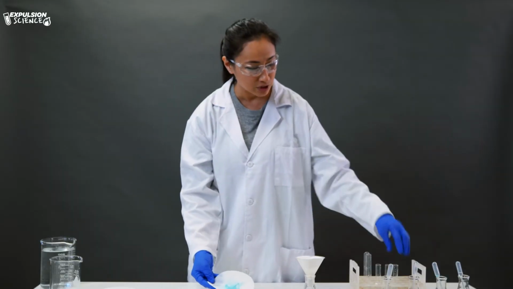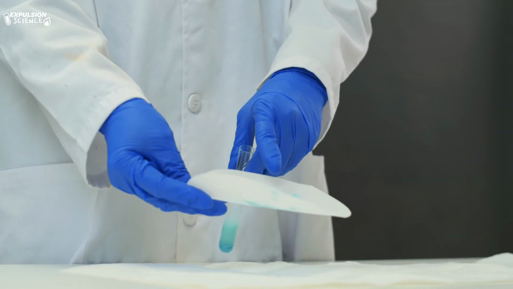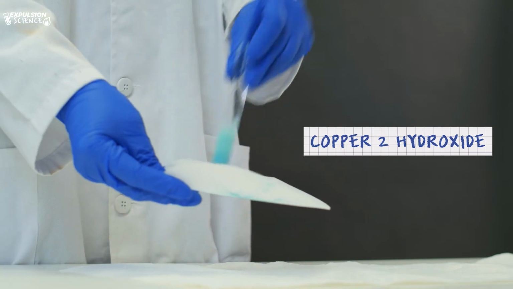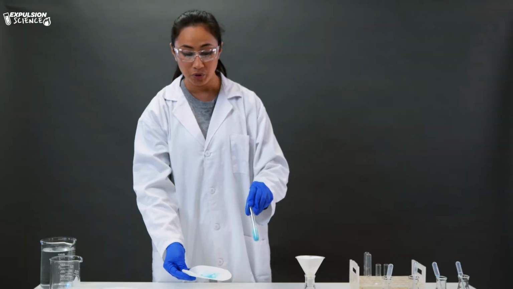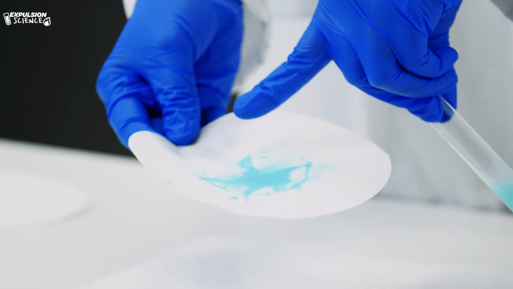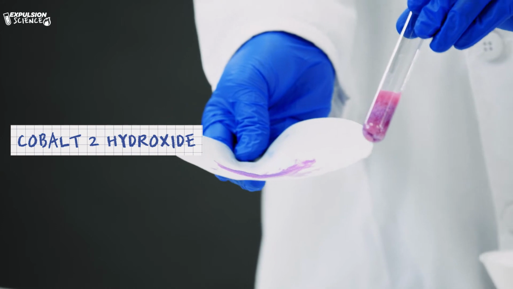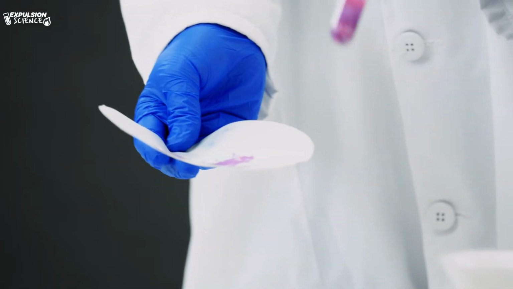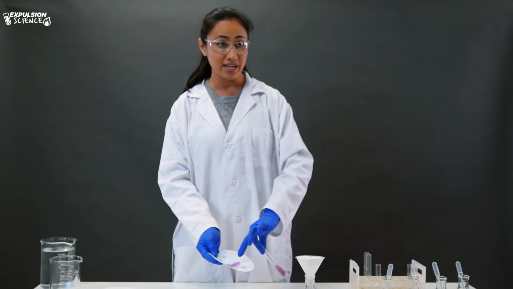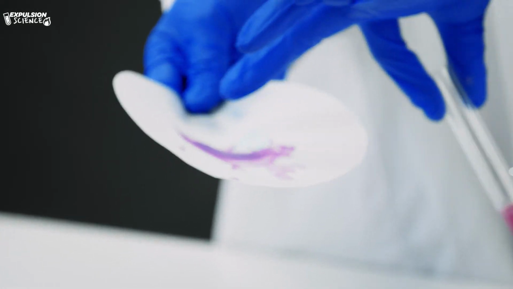So this is actually the copper 2 hydroxide that has formed from this mixture. If I were to filter this mixture out, what you will see left behind is this type of powdery substance from this mixture right here. This is cobalt 2 hydroxide. So if I were to filter this mixture, we will see that this purple solid substance is going to be our precipitate.